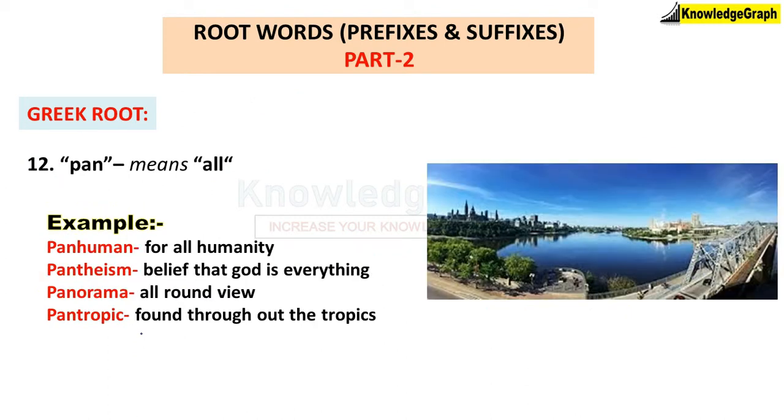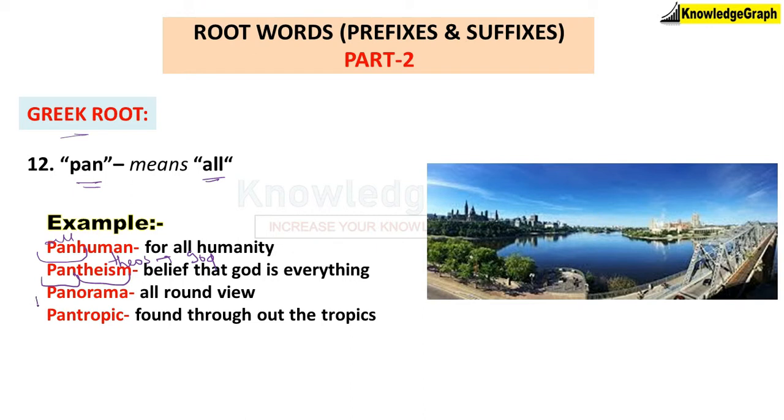Going to the next term, it's again a Greek root word, pan, which means all. Pan human. Pan is all human. It's all about humanity. Someone who understands humanity and abides by that. Okay, the next word is pantheism. So pan again is all. Theism is basically from this word called theos. Theos means God. So believe that God is everything.